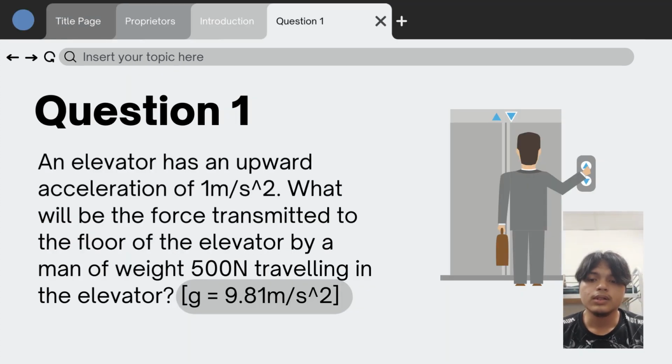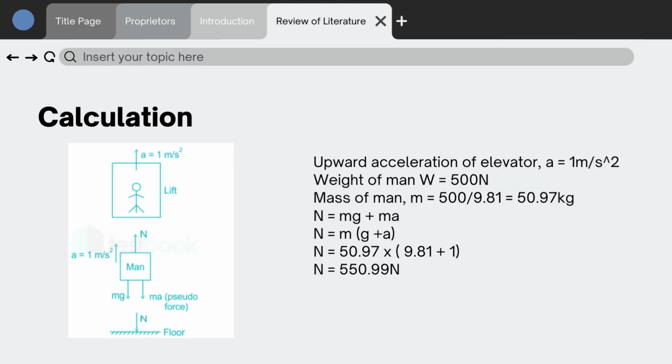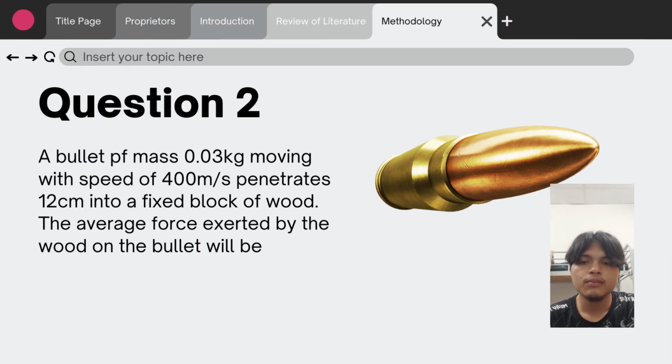For calculation question 1, an elevator has an upward acceleration of 1 meter per second squared. What will be the force transmitted to the floor of the elevator by a man of weight 500 Newton travelling in the elevator? For question 2, a bullet of mass 0.03 kg moving with a speed of 400 meters per second penetrates 12 cm into a fixed block of wood. The average force exerted by the wood on the bullet will be.